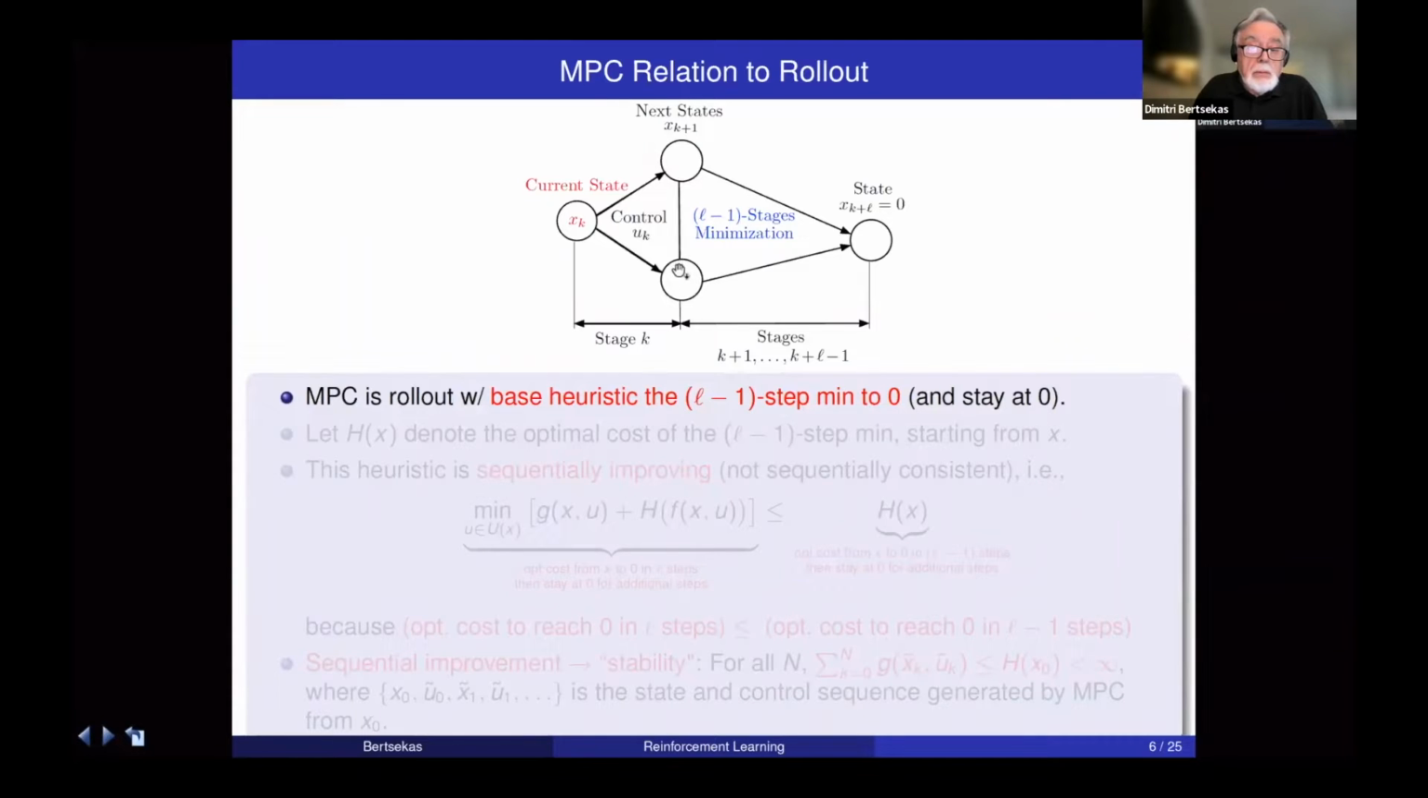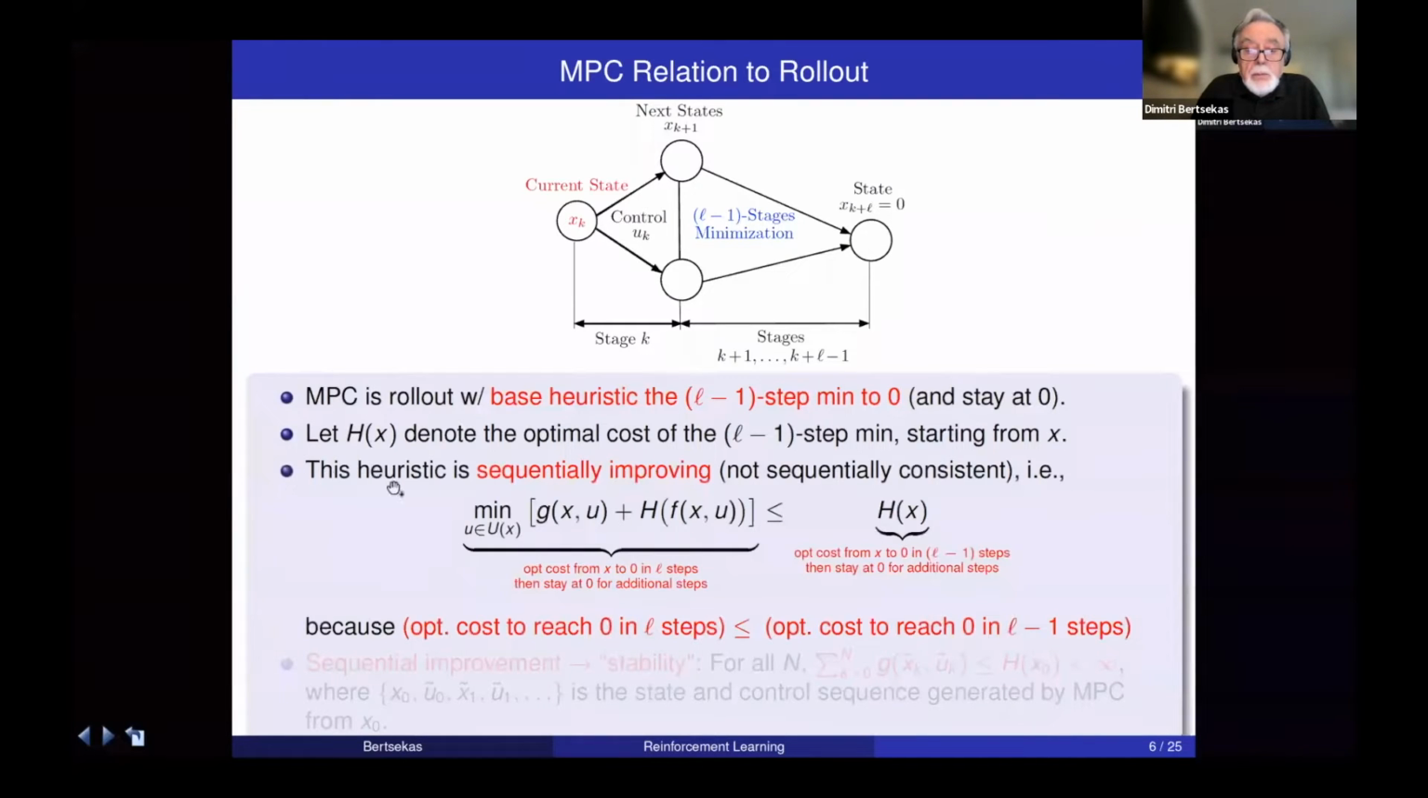And let's call h of x the optimal cost of the base heuristic starting from x. So we are at some state x, we do this L-1 step minimization, and the cost of this minimization is denoted by h of x. Similar to the notation that we have been using for rollout, for base heuristics.